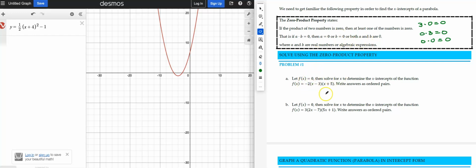So how that helps us is that we can say, okay, I'm going to let my f of x equal 0. So I'm going to put 0 in place here and then write the rest of this down.